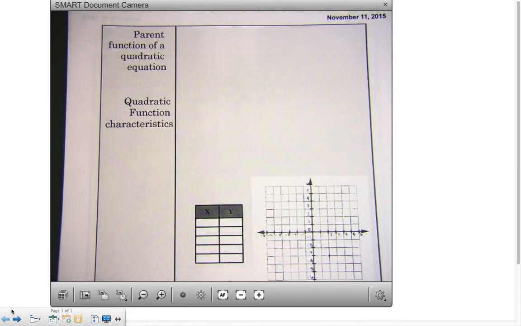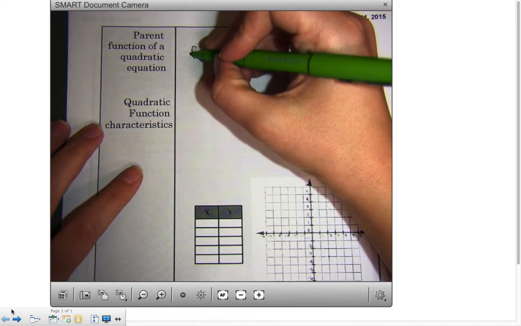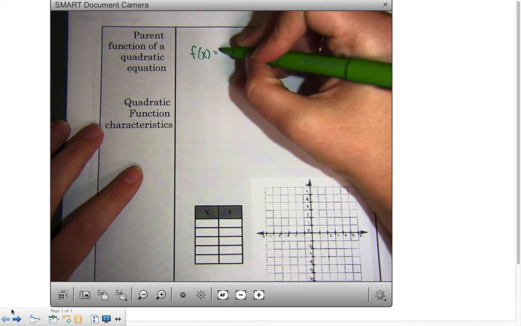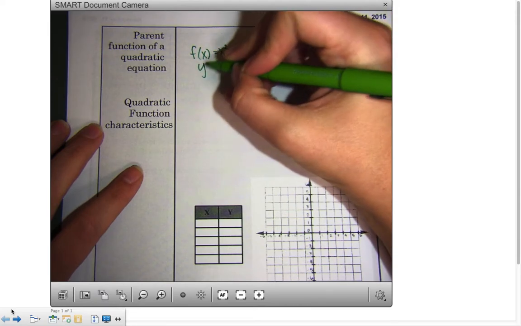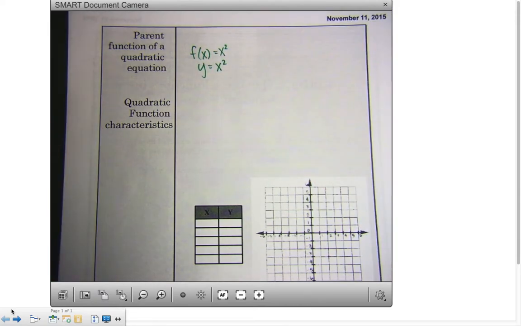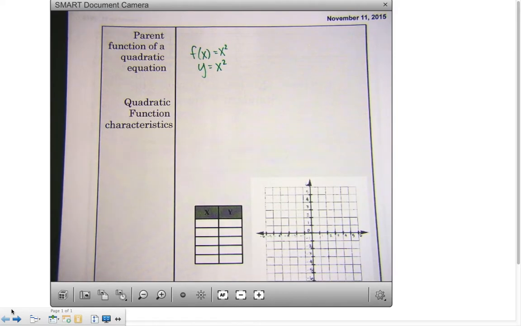All right, so the parent function of a quadratic equation is either f of x equals x squared, or that's the same thing as y equals x squared. So either one, they mean the exact same thing. Remember, a parent function is just the most basic function in a family of functions.